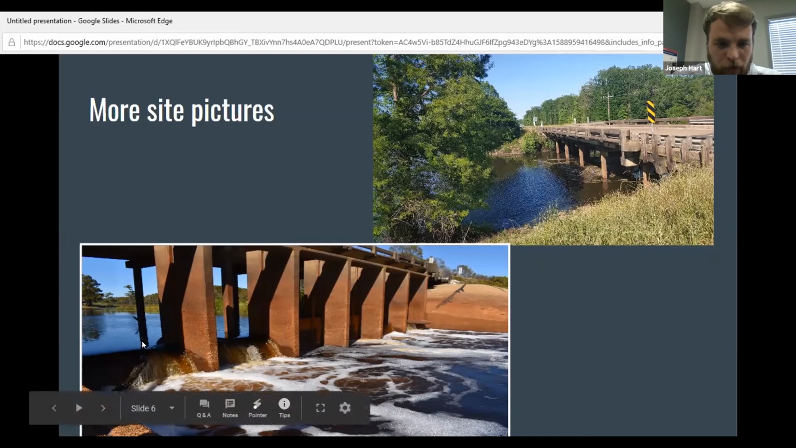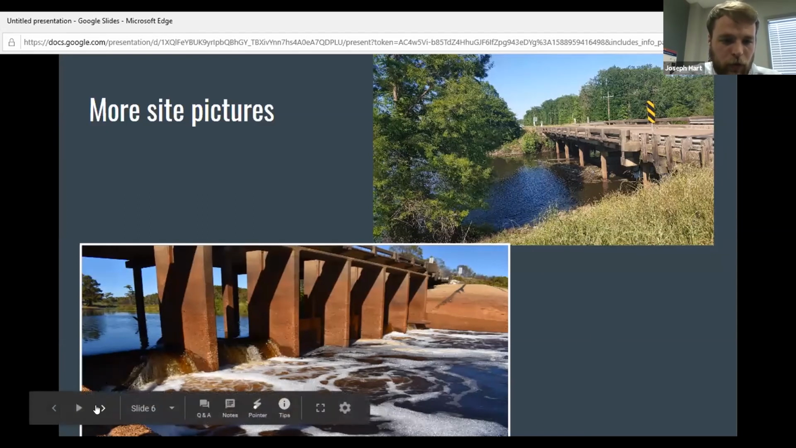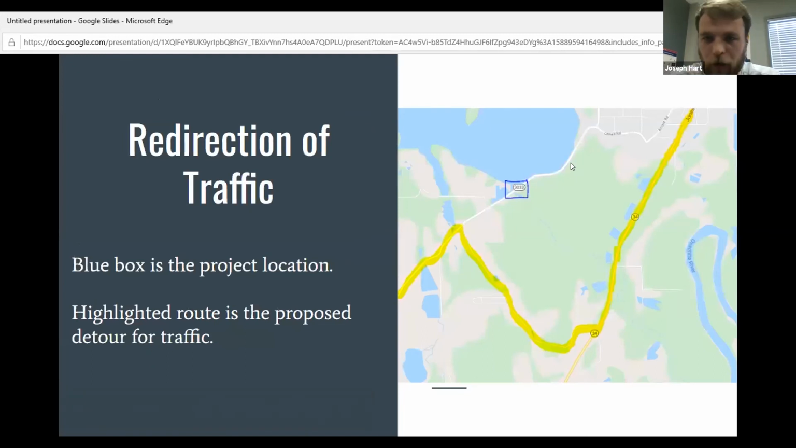Typically, there's some gates that would go in these spots right here, but they're broken and washed out, so it's desperately in need of a new system to control water. So with this project, we will be removing the bridge, so we will have to relocate traffic. So this is the proposed route of relocating the traffic.